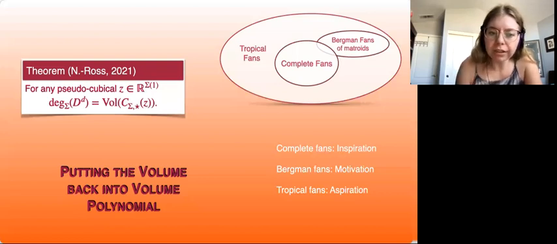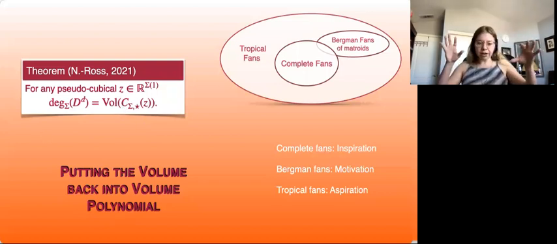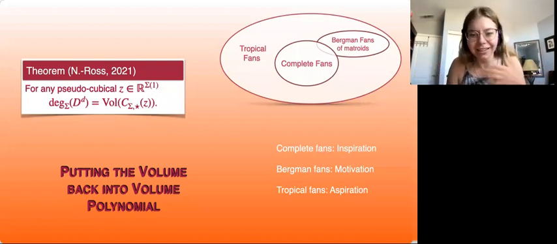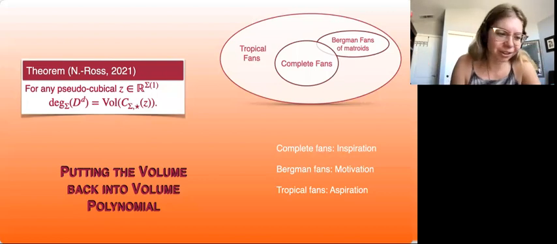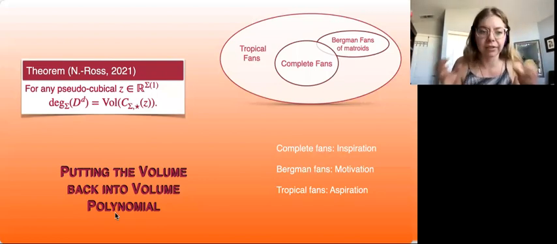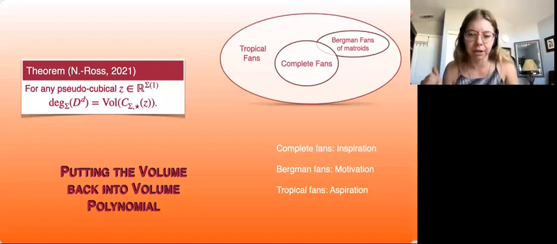In short, what this theorem shows is that the volume polynomial on the left has a real volume on the right. Maybe this talk would be more accurately named putting the volume back into the volume polynomial. I had a choice of two titles, and I chose one. But that's kind of the goal, to put the volume back into the volume polynomial. That's the guiding principle of this project.